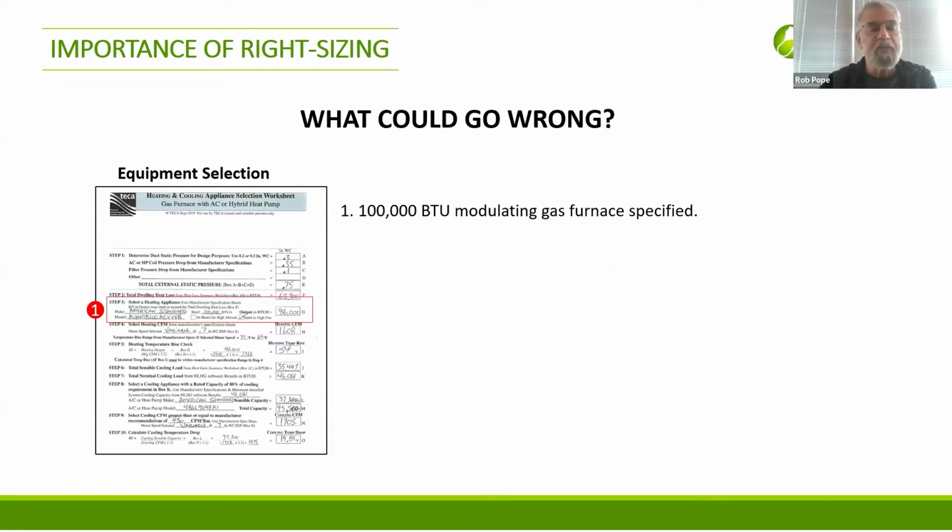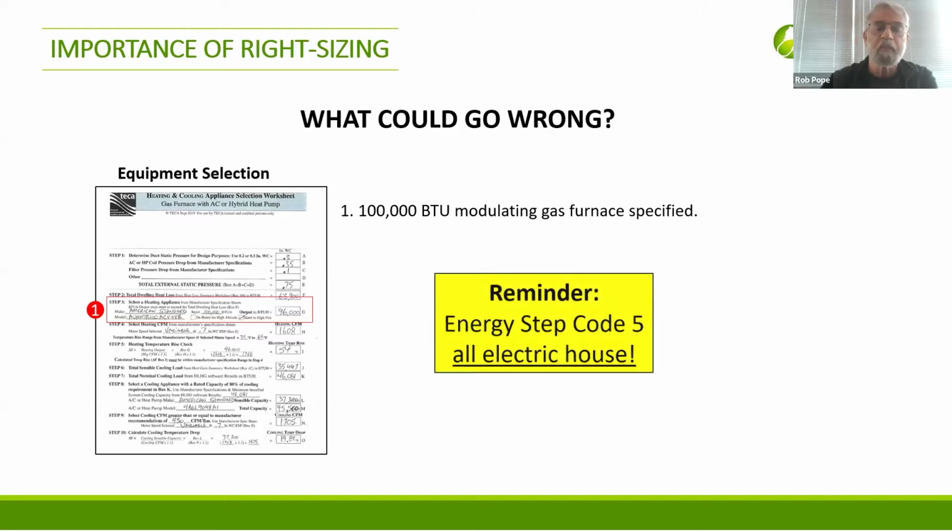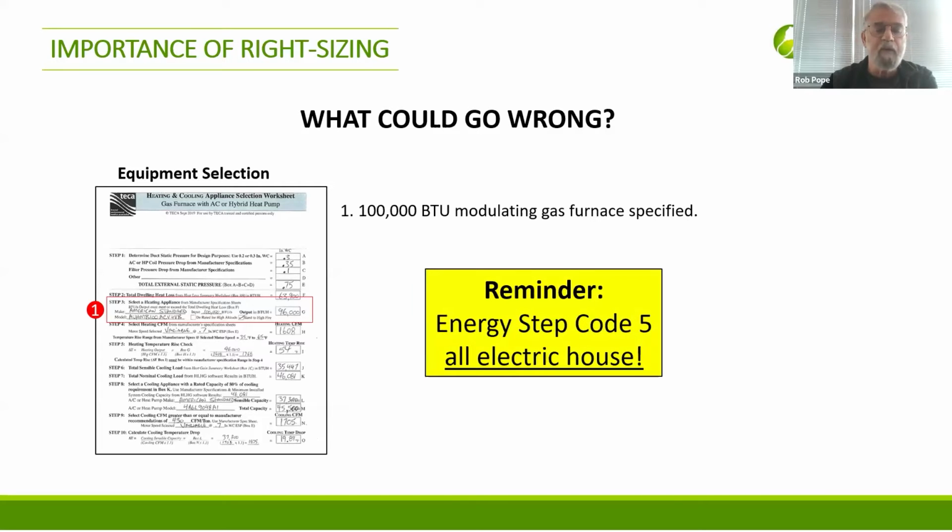So this is an equipment selection worksheet that was used based on those incorrect load calculations. And of course, you know that what they came up with was a 100,000 BTU modulating gas furnace. Remember, this was a step 5 house, all electric, written right on the plans. Okay, 100,000 BTU modulating gas furnace.